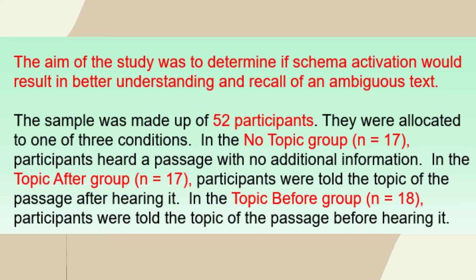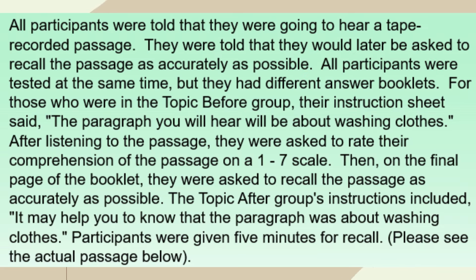In the no topic group, the number was 17, participants heard a passage with no additional information. In the topic after group, also 17 participants, were told the topic of the passage after hearing it. In the topic before group, there were 18 participants who were told the topic of the passage before hearing it. So all participants were told that they were going to hear a tape recorded passage. They were told that they would later be asked to recall the passage as accurately as possible. All participants were tested at the same time, but they had different answer booklets.